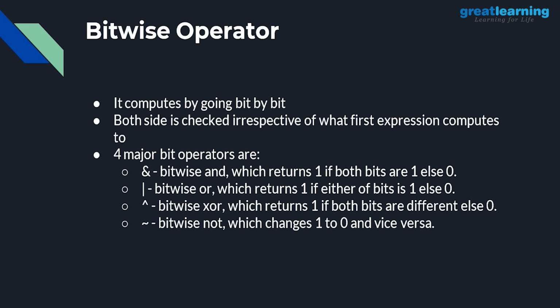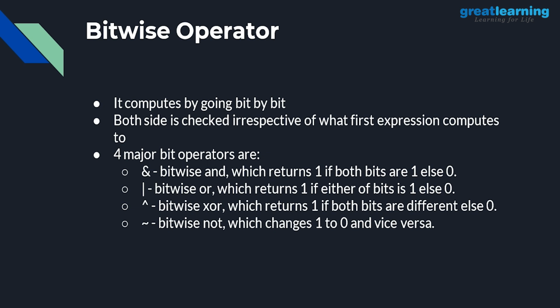And in OR, if any of the bits is 1, the output should be 1. And XOR works a bit differently. With the XOR bitwise operator, if the bits are different, it gives 1, else it gives 0. For example, 0 XOR 0 gives 0, and 1 XOR 1 gives 0. If the bits are different, that means 1 and 0 or 0 and 1, then the output should be 1.